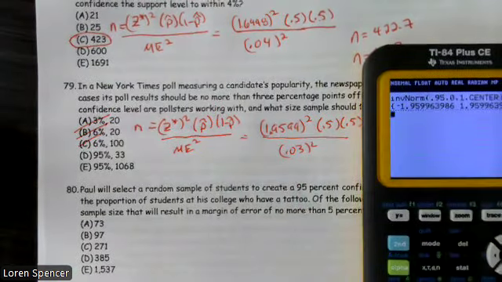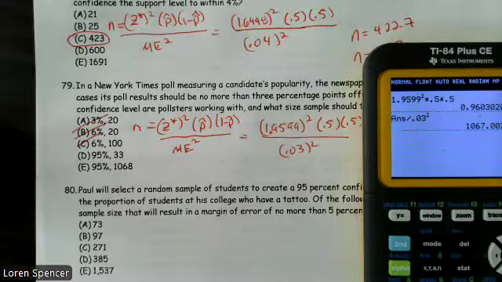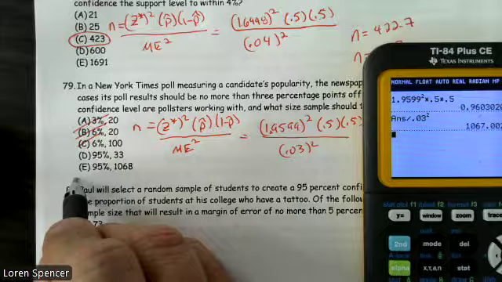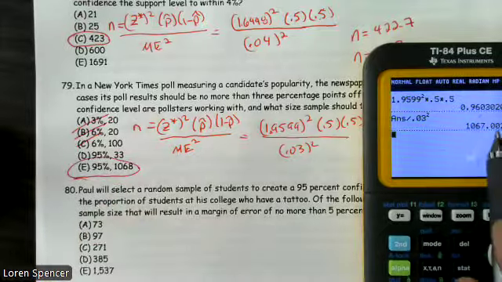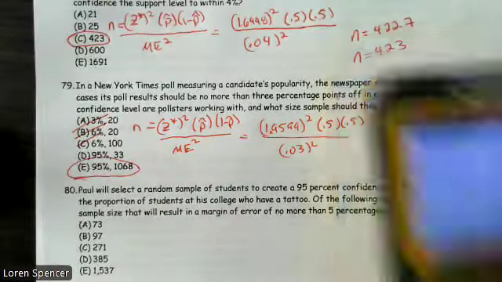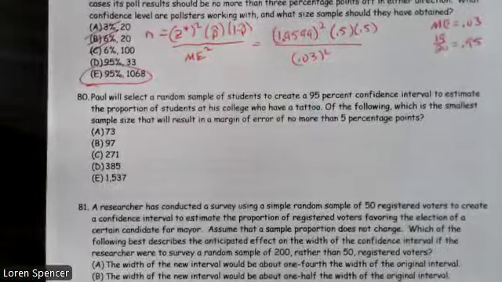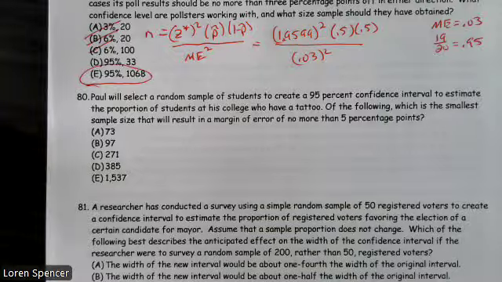So let's do that work. 1.9599 squared times 0.5 times 0.5 divided by 0.03 raised to the second power. And I get 1,067. So my best answer choice is easily 1,068. And notice, if I have any decimal whatsoever, I always have to round up. Okay. All right. Raul will select a random sample of students to create a 95% confidence interval.